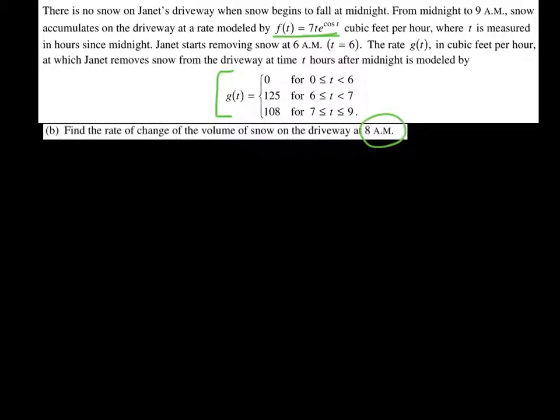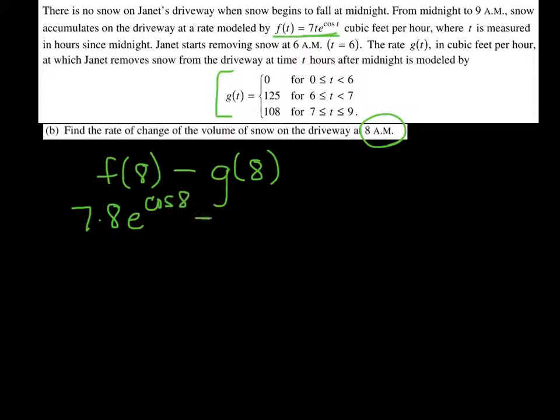So at 8 a.m., what is the rate? Well, in order to figure that out, I would have to say, well, what's the rate it's accumulating at 8 a.m.? So f of 8 minus the rate which she's removing it, so g of 8. All right, and that's all I'm figuring out, f of 8 minus g of 8. So I'm putting in 8 for the function f, and then putting it in for my g function. So I'd say 7 times 8 e to the cosine of 8 minus, all right, g of 8, well, I have to specifically look at these time intervals over here, and clearly 8 falls in this one, so minus 108. And so I'm just going to type that into my calculator and get an answer.